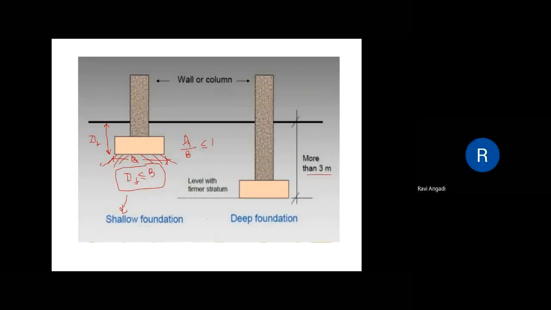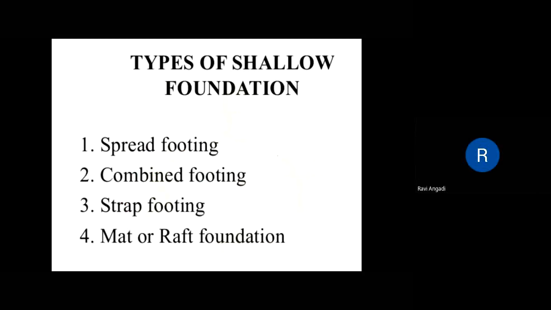Right. Coming to the next, the types of shallow foundations. This is very important, as we are going to design all of these. This is the spread footing, and we'll discuss what we mean by it. Then the different types you come across: combined footing, strap footing, and the mat or raft foundation. There is a separate module for the raft and mat foundation, which is also a shallow foundation.